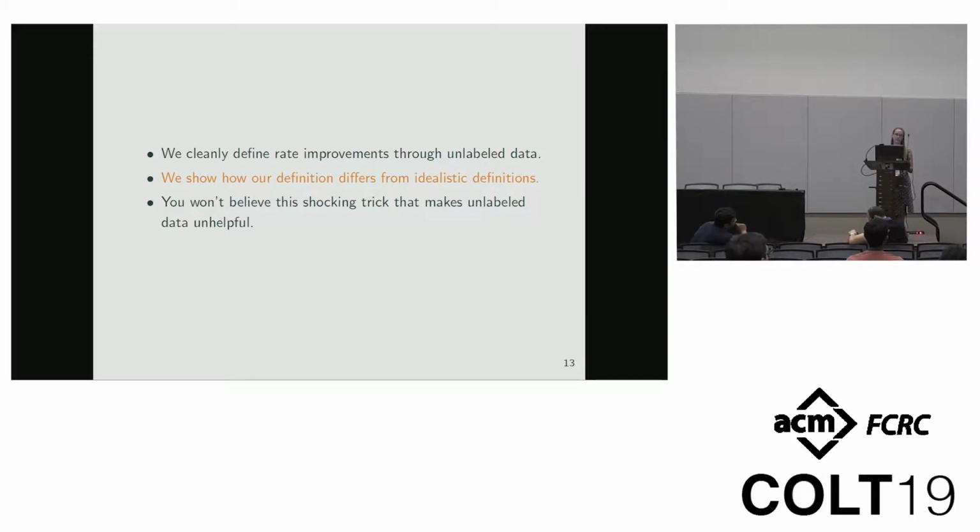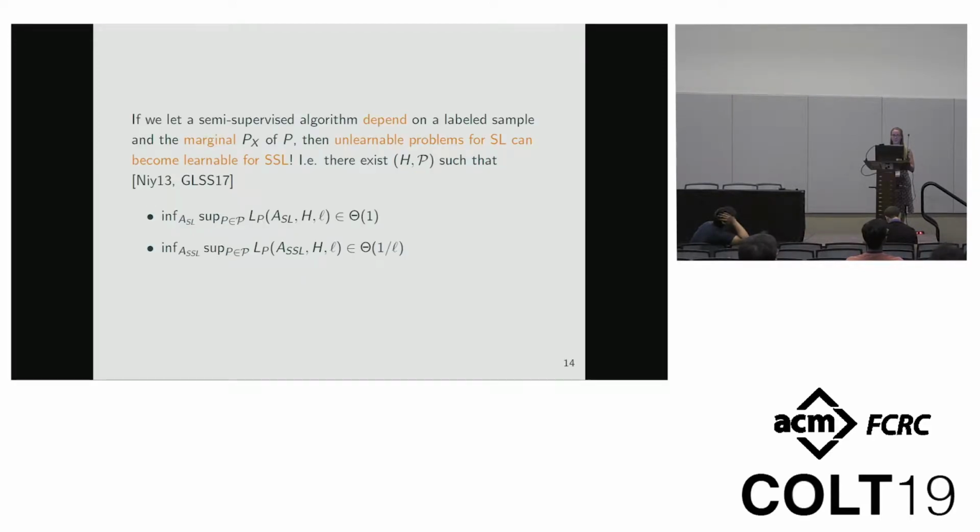Now, another way to define semi-supervision would be to assume that the semi-supervised algorithm has access to the marginal distribution of the data. So this does not seem too unreasonable because, in fact, we could estimate the marginal from unlabeled data. So why introduce this extra parameter U? I will now convince you why this is an important distinction.